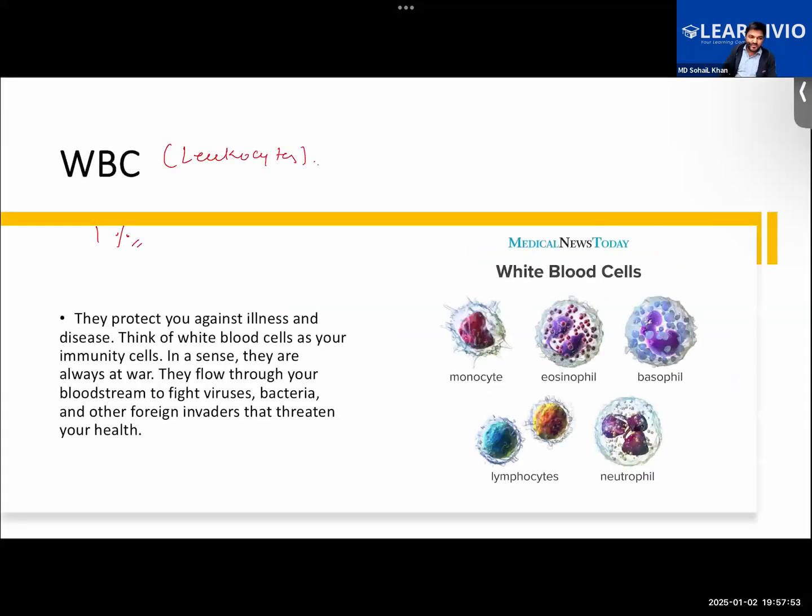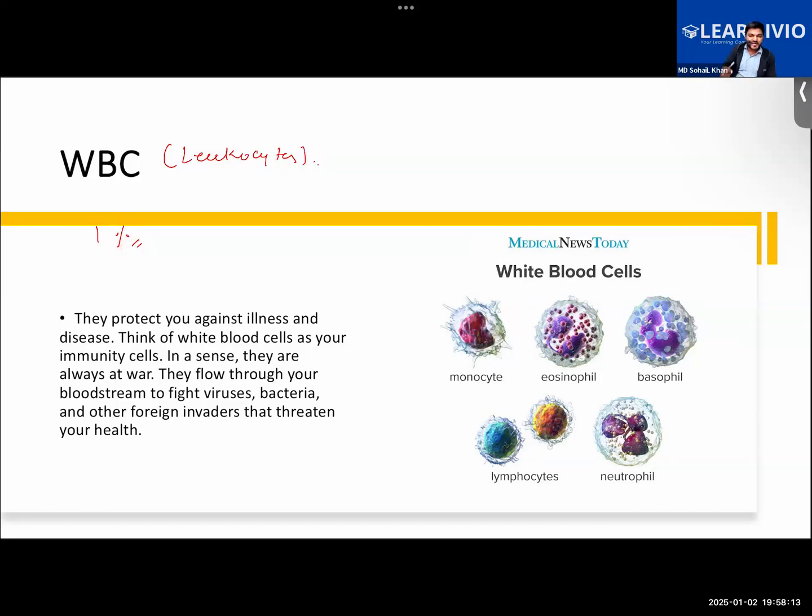Then talking about the white blood cells, right? They are called the soldiers of the body. Although they are present in very few amounts, only 1% of the total composition of the blood is white blood cells, but they are performing a very important function.